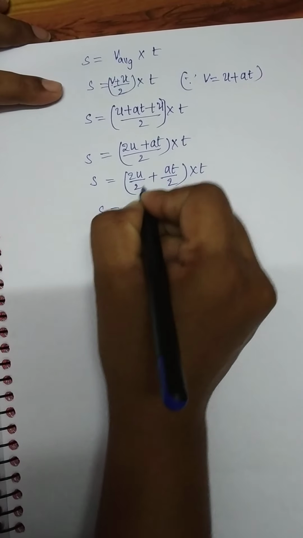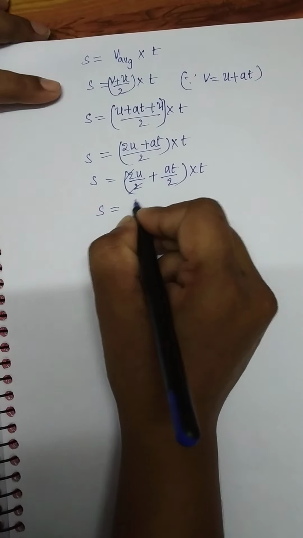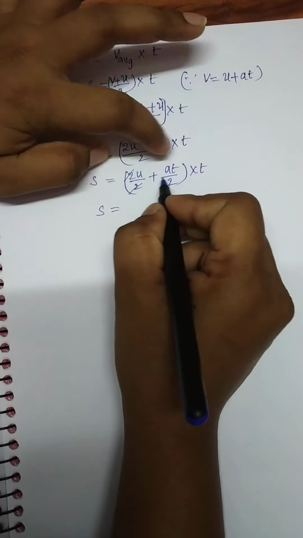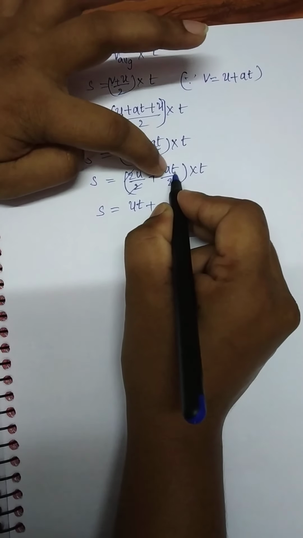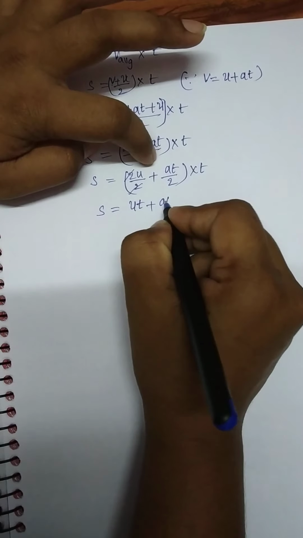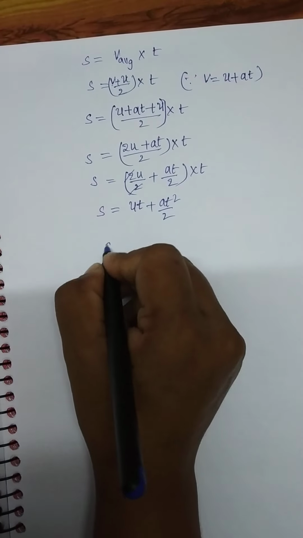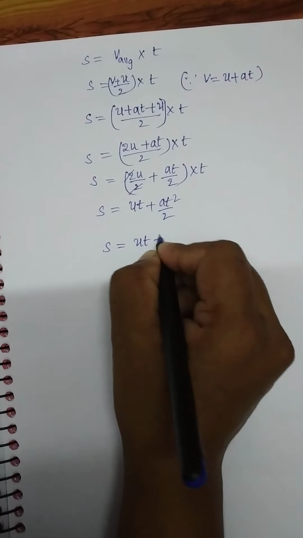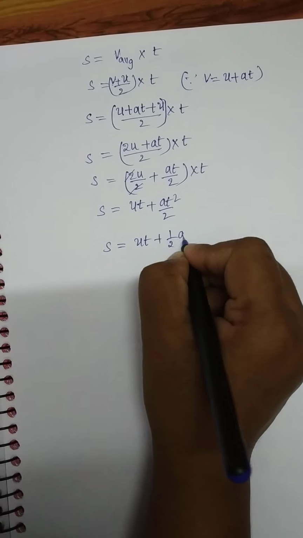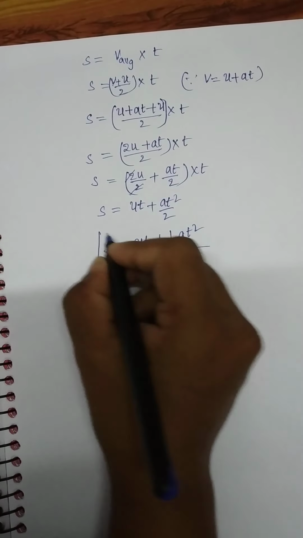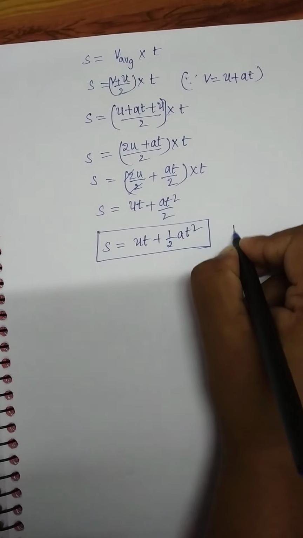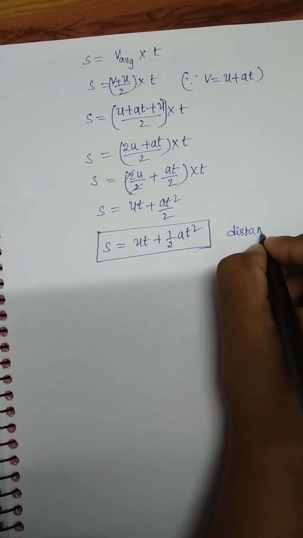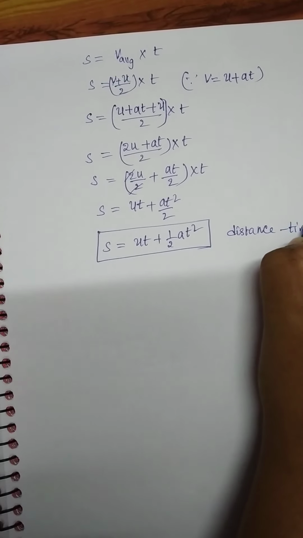Now the 2 will get cancelled. Now multiply the t inside. So u into t is ut, plus at into t is at square, so at square by 2. This can also be written as s is equal to ut plus half at square. Hence we got the second equation. This is also called as the distance time relation.